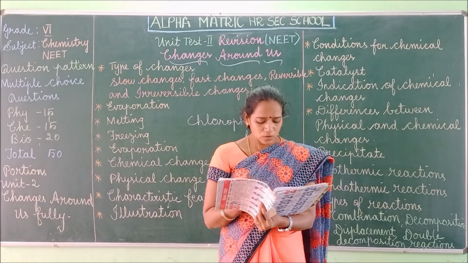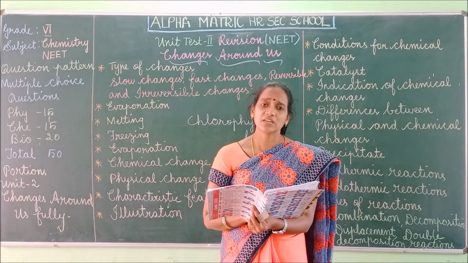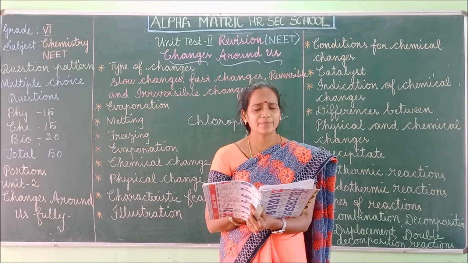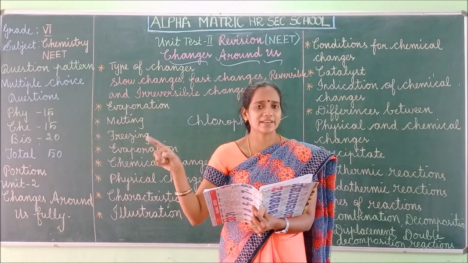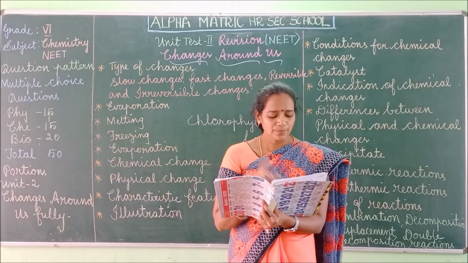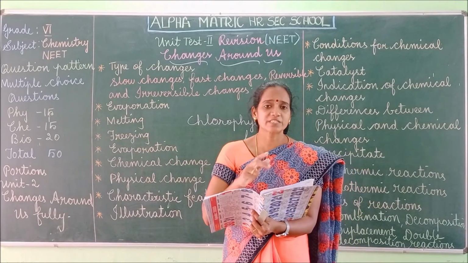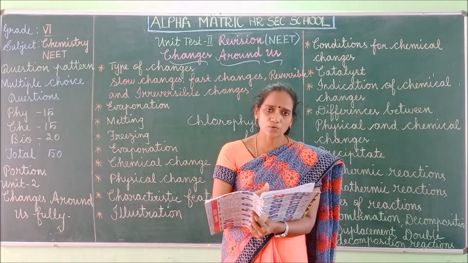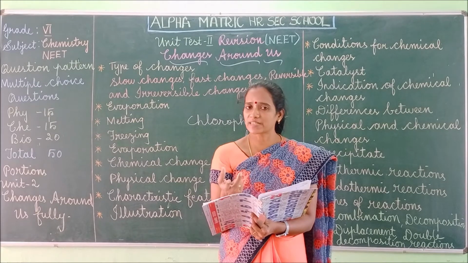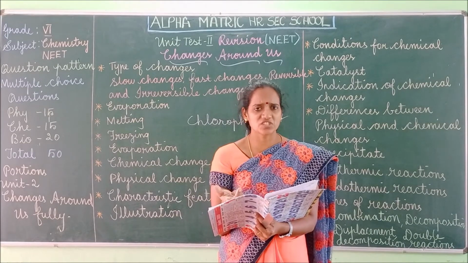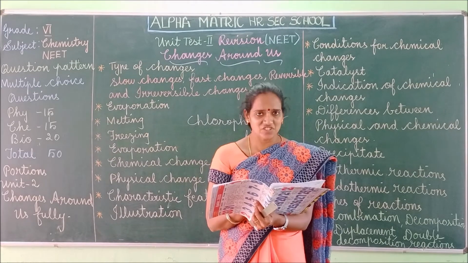What are they? Look at the book, page number 22. In physical change, the change is temporary. Then what about chemical change? The change is permanent there in chemical change, right? Next, physical change is a reversible change. The substance can be brought back to its original position in physical change. But in chemical change, the substance cannot be brought back to its original position. So chemical change is a permanent change, right?